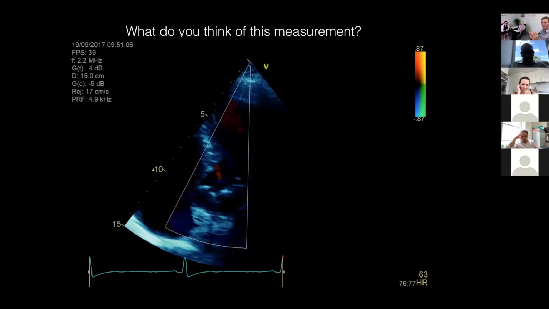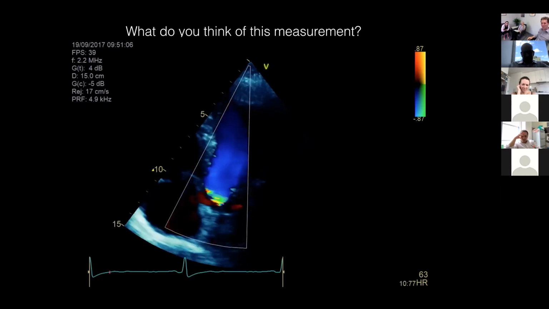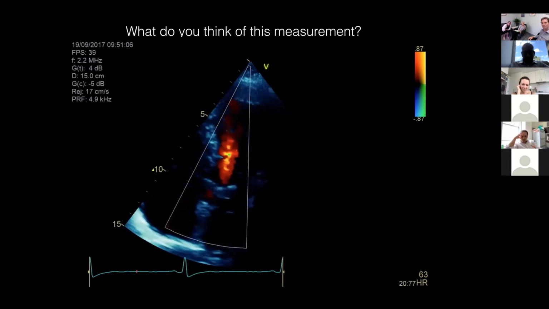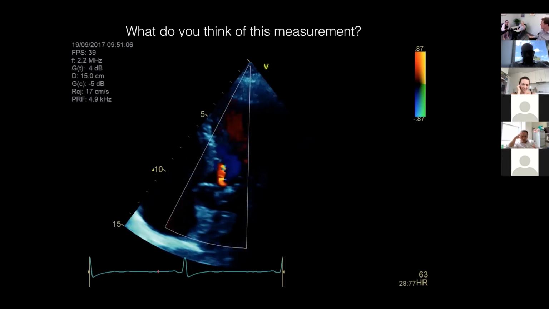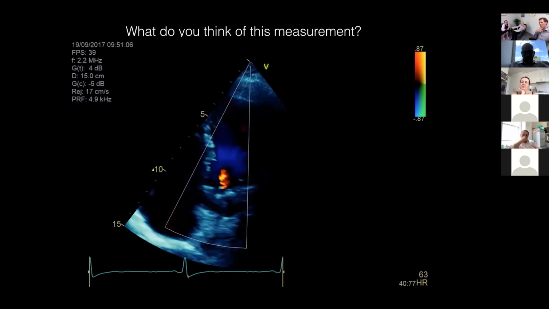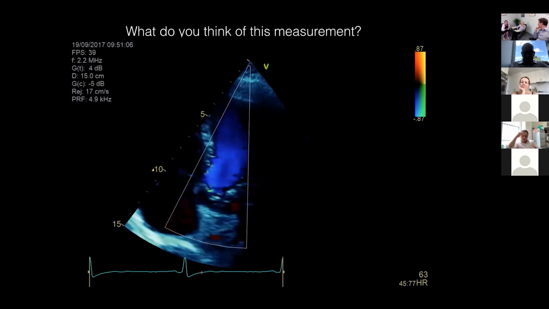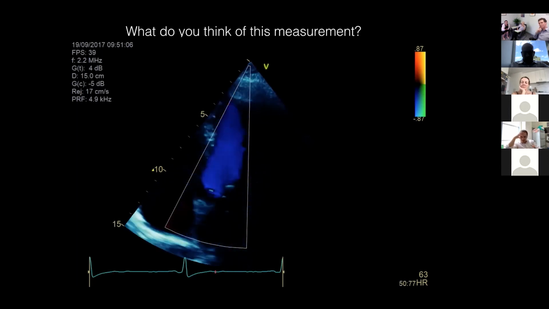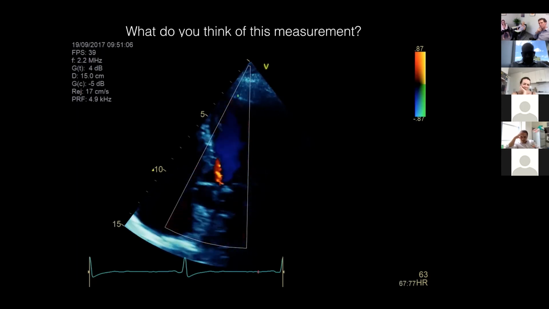So what do we think of this? What do you think of this picture? Well, this is an image. There's no measurement on it as far as I can tell. Exactly. So we can get quite a lot of information, I think. Yes, because I'm going to use this picture to then put my Doppler alignment with. Okay, so there's not much turbulence for forward flow through the valve. Okay. There is significant regurgitation, but it's eccentric.